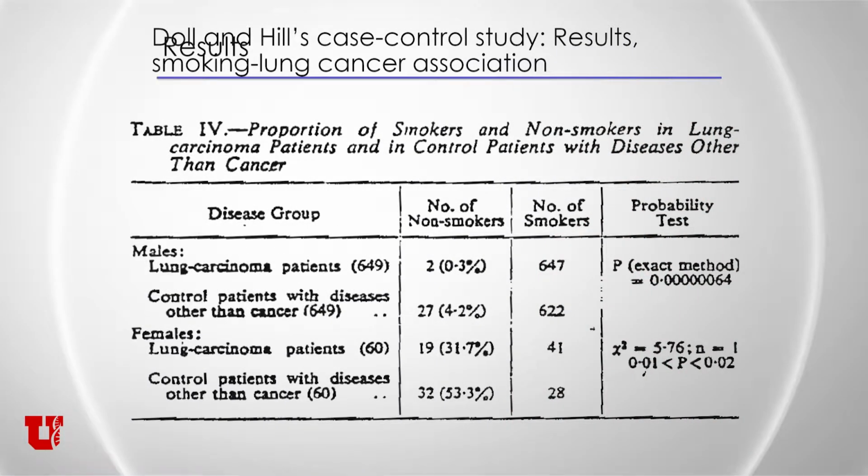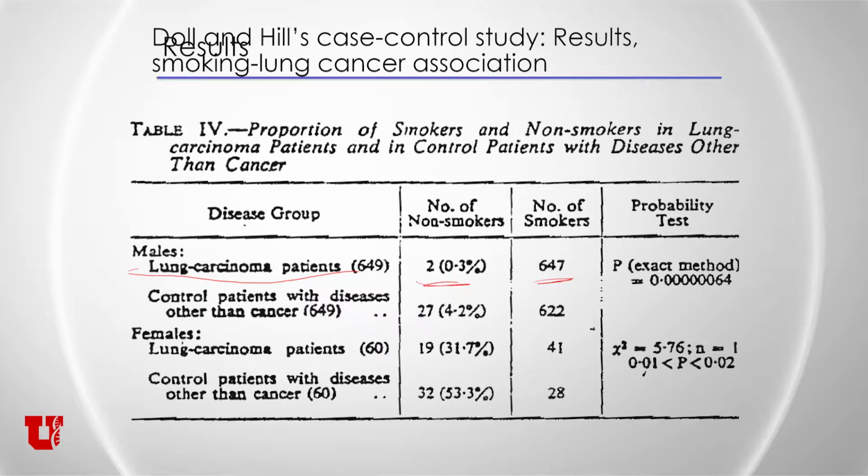All right, so here are Doll and Hill's results in terms of the smoking and lung cancer association. This is a little bit blurry, but it is a reproduction of the actual table and the way that they presented it. They title it The Proportion of Smokers and Non-Smokers in Lung Carcinoma Patients and Control Patients. So here are your lung cancer patients, on the first row here. The number of smokers in the lung cancer patients is 647 out of 649. And the number of non-smokers is 2.